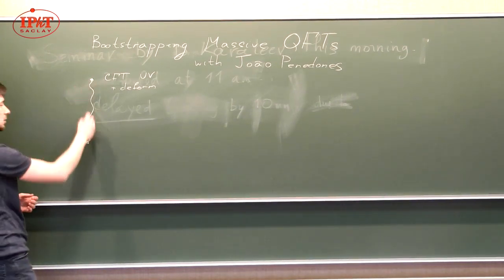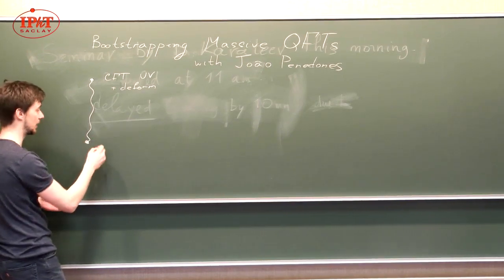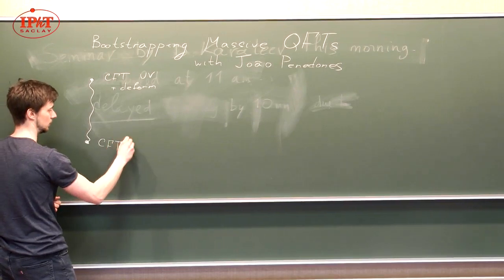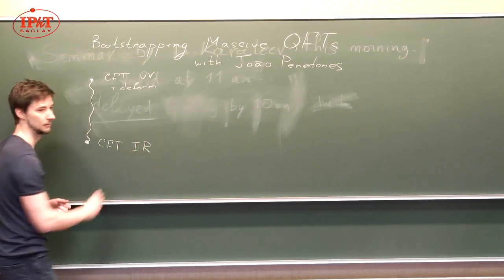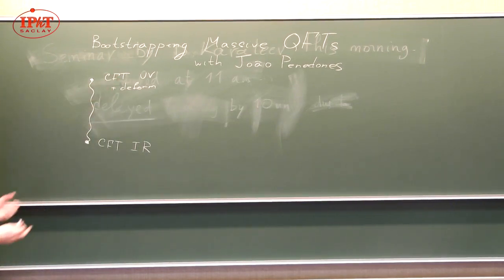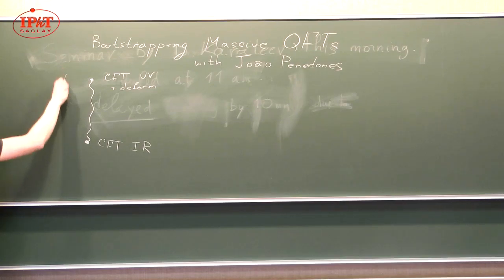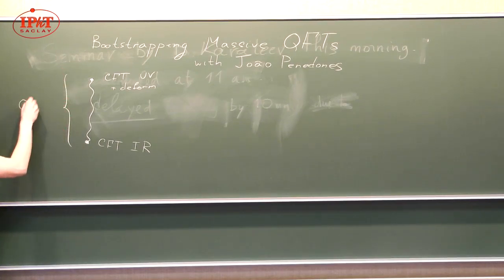And then we go along with this flow, and we arrive to another CFT at IR. So by IR, I mean low energies. By UV, I mean high energies. And so the whole this structure I would call quantum field theory.